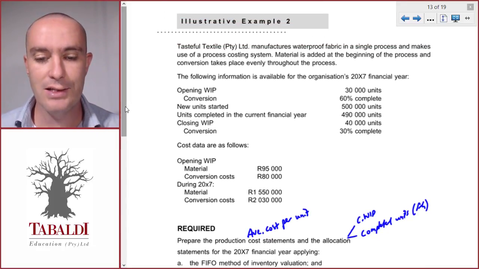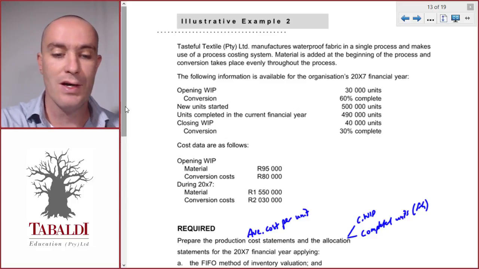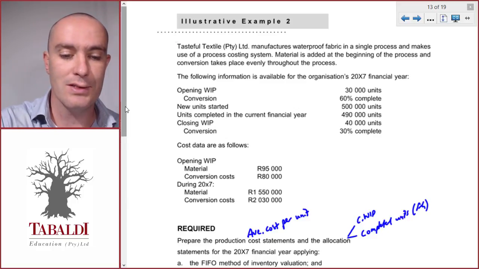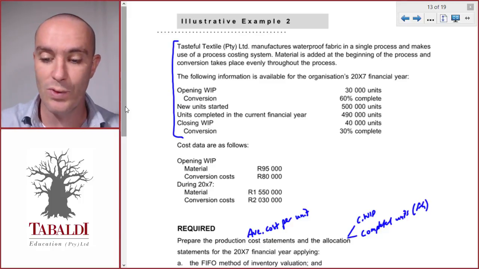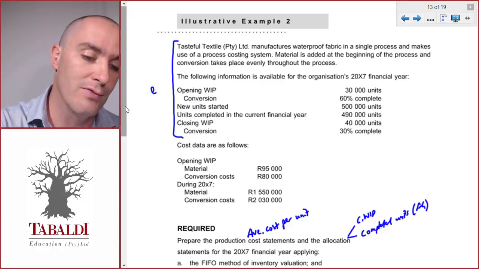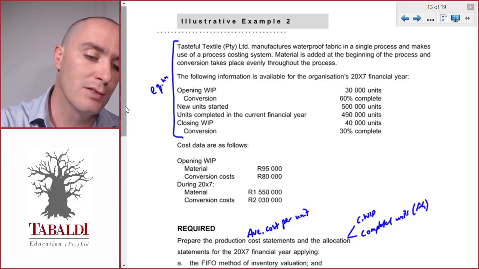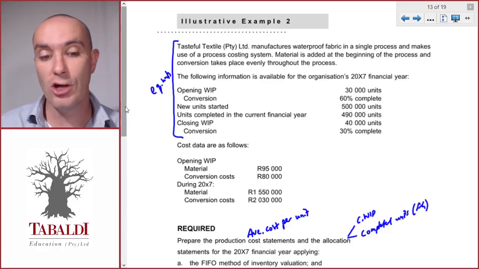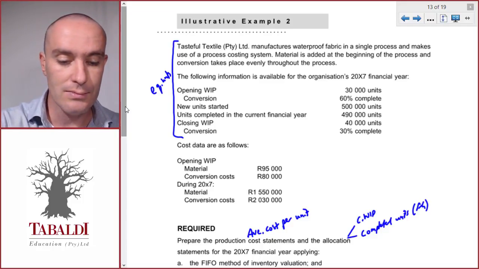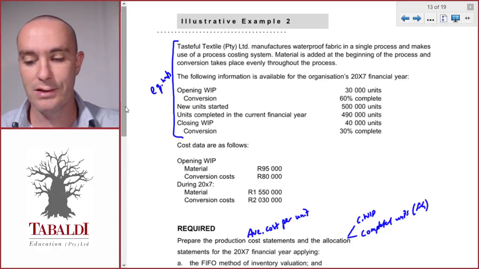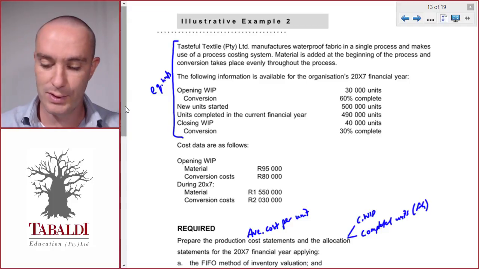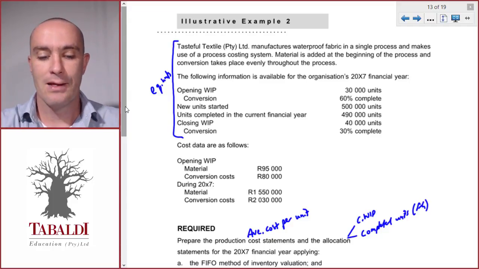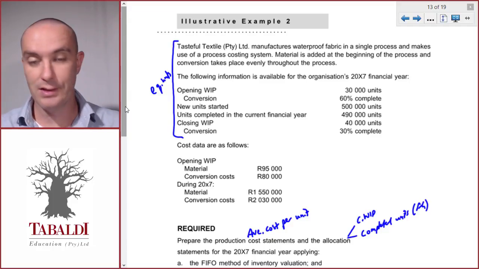So there's 3 stages to the process costing system. We have the quantity statement. So the first one is to calculate equivalent units. So that's what we did in illustrative example 1 and the information that we have here. So equivalent units. Then we calculate cost per unit. And in the third step, we allocate it to the types of inventory. So we're just going to do the second and the third stage.